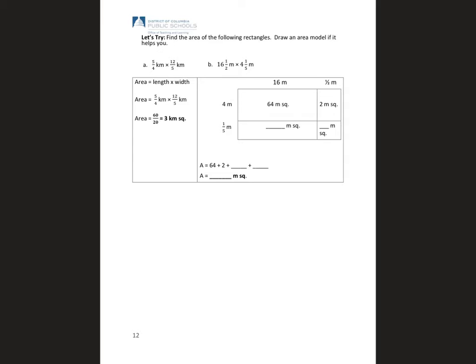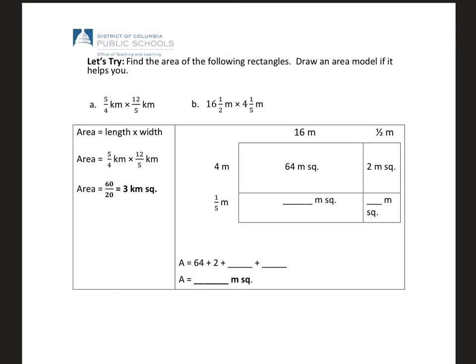Okay. So we're finding the area of the rectangles, and it says draw a model if it helps you. So again, if distributive property is not making any sense to you whatsoever and you've tried to understand it, just use the area model, okay? It is completely fine if that's how you want to solve these problems for now, all right? So they already solved A for us here, 3 square kilometers, all right? If you really wanted to, you can also work that one out, but they've already done it, so you don't have to.